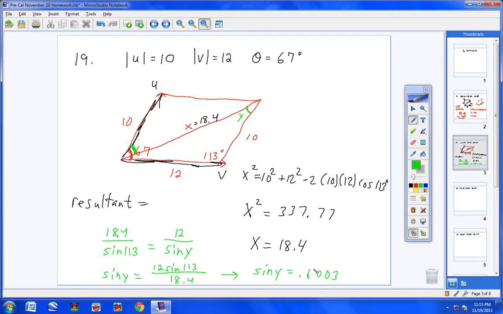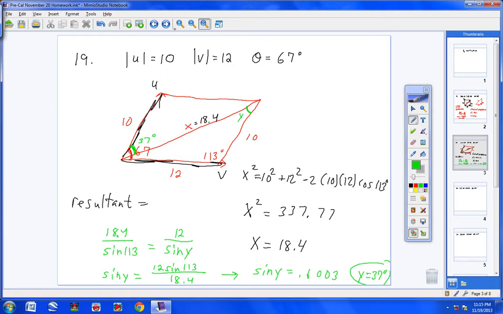And if we take second sine, or inverse sine, of that number, we're going to get 36.8 degrees, which is 37 degrees. So y equals 37 degrees. So circle that, and that's your answer right here, which is also this angle right here, 37 degrees.